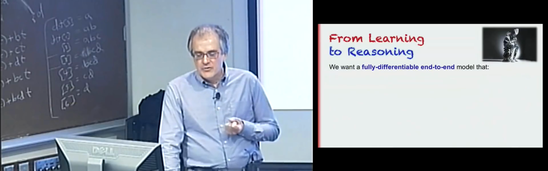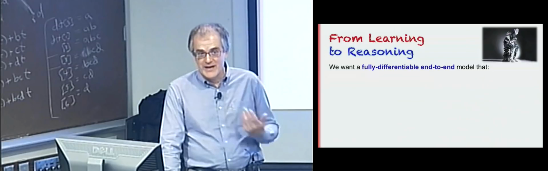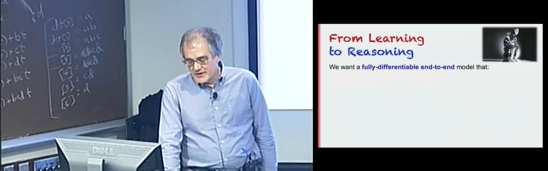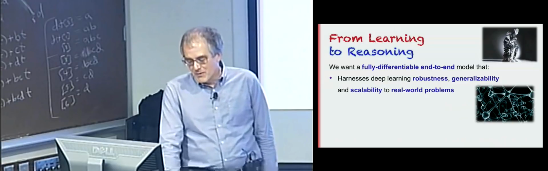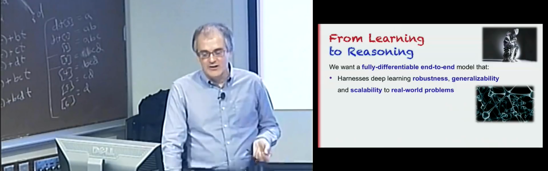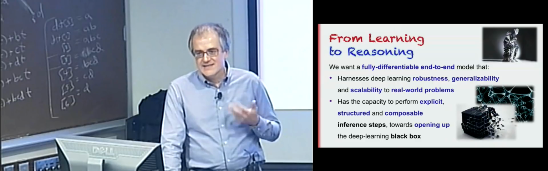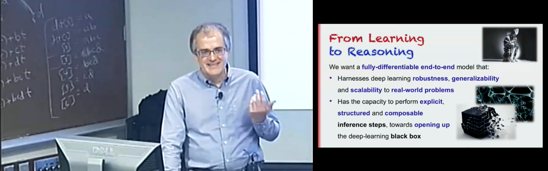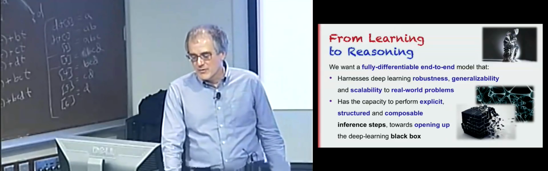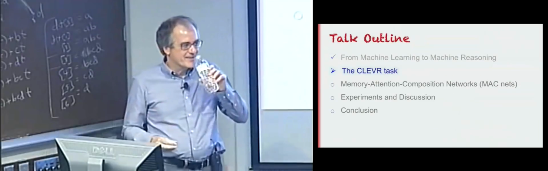And so the question is, could we build a machine learning system which is a fully differentiable end-to-end neural network style model, but not a classic machine learning system? On the one hand, we want to harness all the properties of our modern neural network systems: that they're robust, generalize well, scale nicely, and all of these things. But on the other hand, we'd like a model which solves problems in a sequence of composable inference steps, so we see something closer to explicit reasoning, and therefore something at least a little more interpretable than a lot of neural network systems. Okay, that's my intro. I hope that makes sense as to what the goal is.